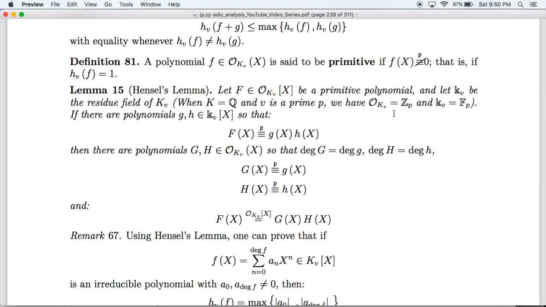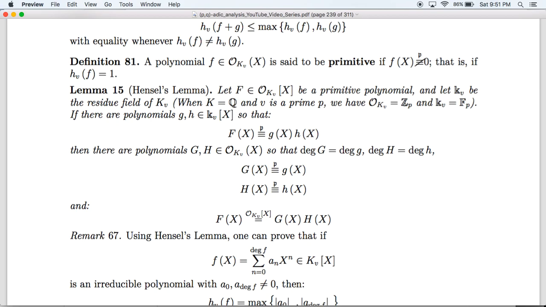The residue field is what you do is you first take O_K,V, and then you take the quotient of O_K,V by its unique maximal ideal, and that's always going to be a field, and it's called the residue field, and its cardinality is defined as the residue characteristic of K_V. When K is Q, V is going to be a prime number p, and then the residue field is F_p because the maximal ideal of Z_p is pZ_p, and Z_p mod pZ_p is isomorphic to Z mod pZ.